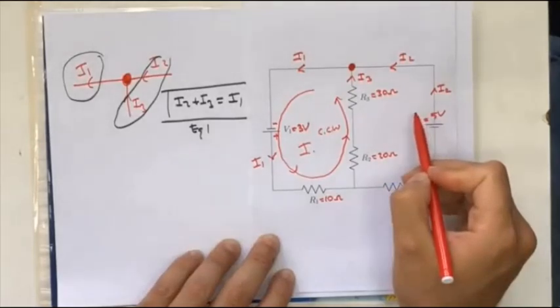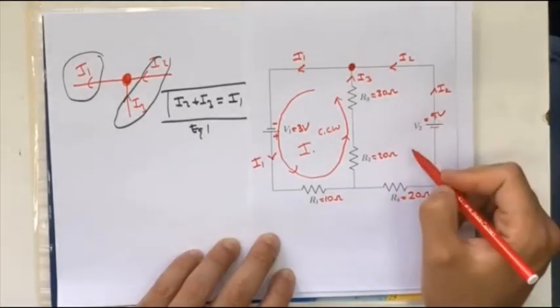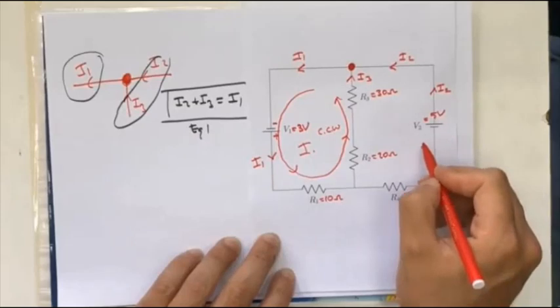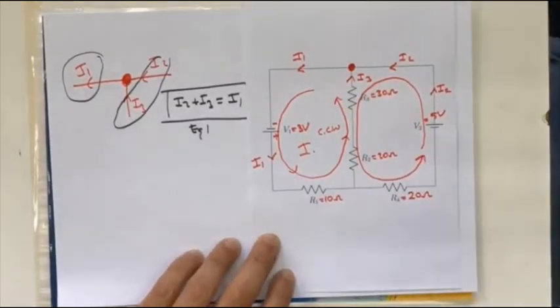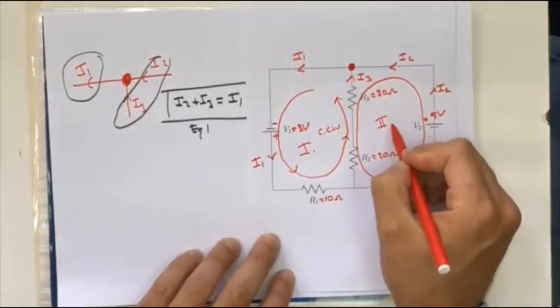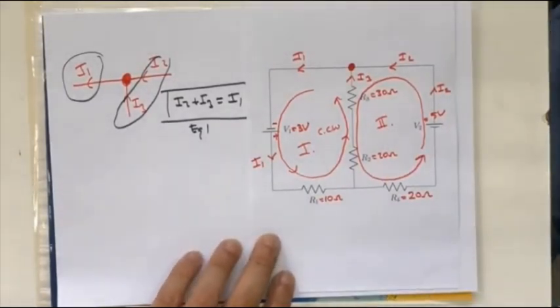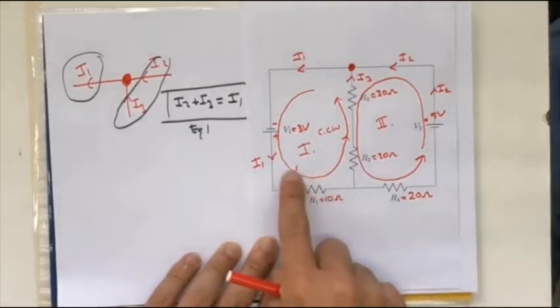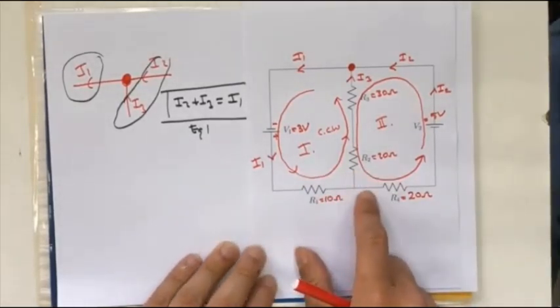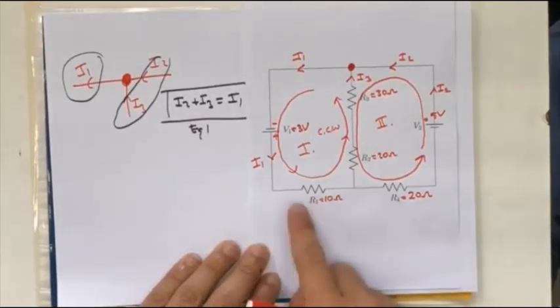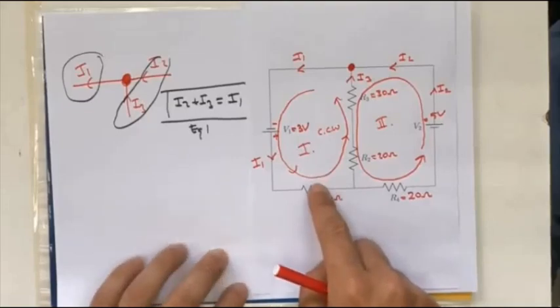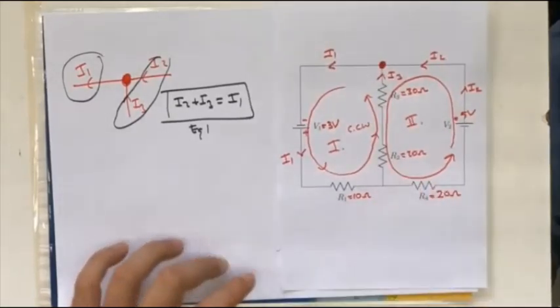And in this loop, I will also choose my direction, let's say, like that. Okay? Again, counterclockwise. Second loop. So, I will write the equations with respect to the direction of these loops, because we know some voltages will be negative and some voltages will be positive with respect to the direction of the loop. Let's start to write these equations.